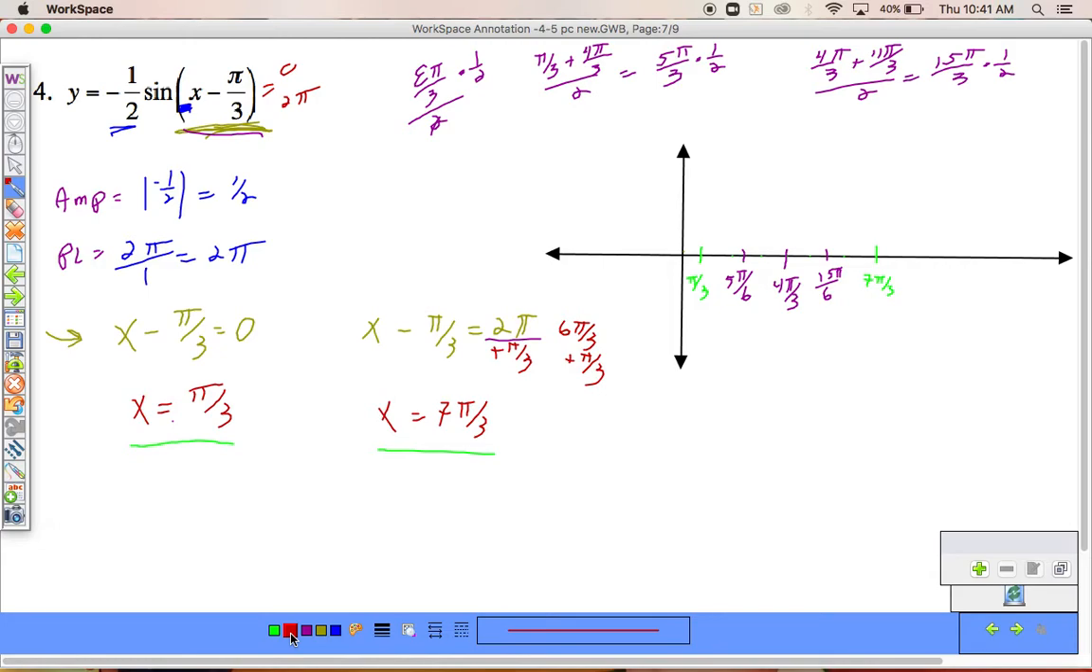So I'm going to start with pi over 3. I'm going to do negative 1/2 the sine of pi over 3 minus pi over 3. So I'm going to plug in my first value into here. Well, that's negative 1/2 the sine of 0, which is my good value. 0 is on the right side. My ordered pair on the right side is 1, 0. So the sine of 0 is 0. And I get 0. So my first point is here.